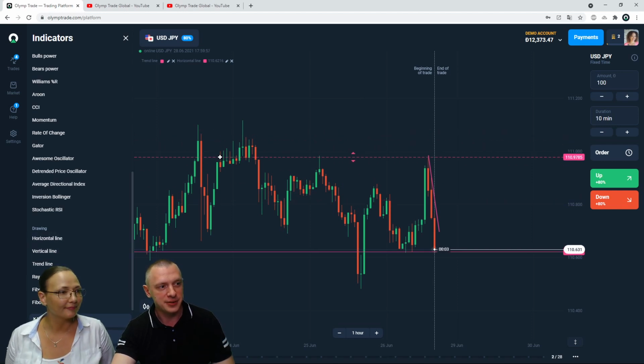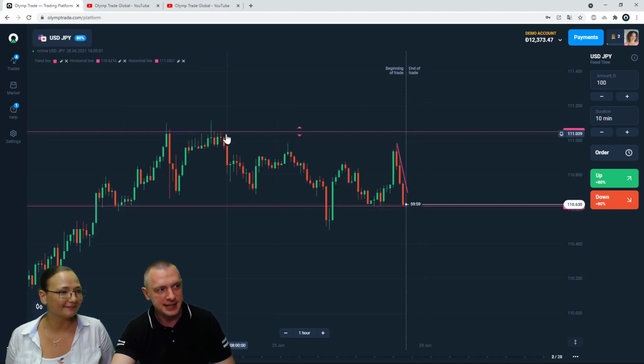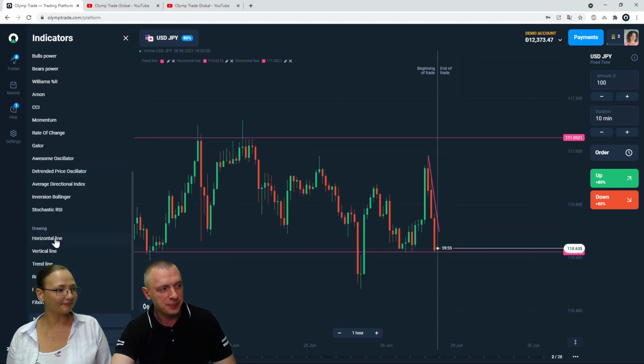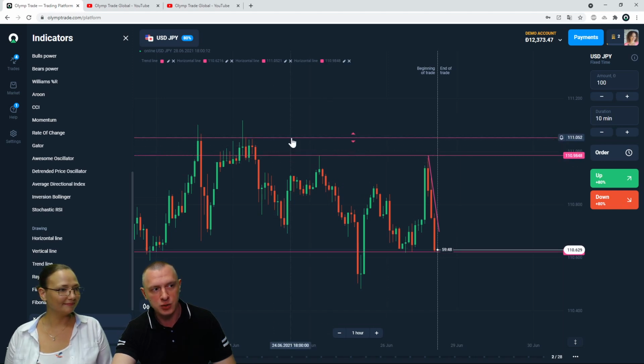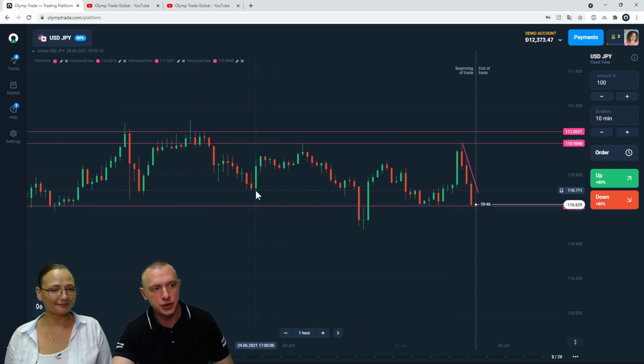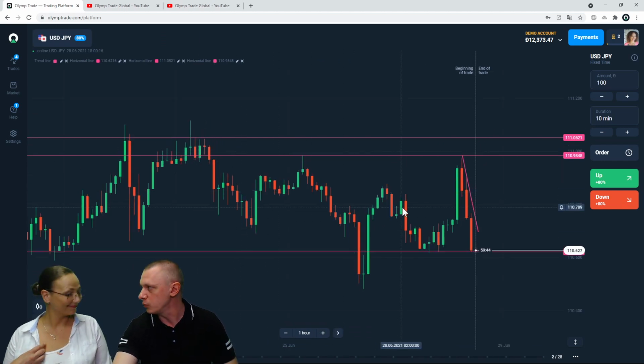We may set the resistance line somewhere here, I guess at these maximums, and even somewhere here. So we say that we have some type of a range even here. Yeah, the resistance range between this price and this one. And actually, right now the price is moving more sideways.